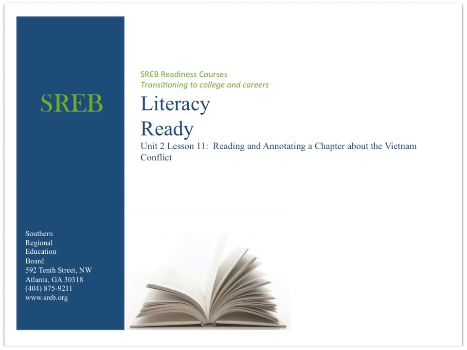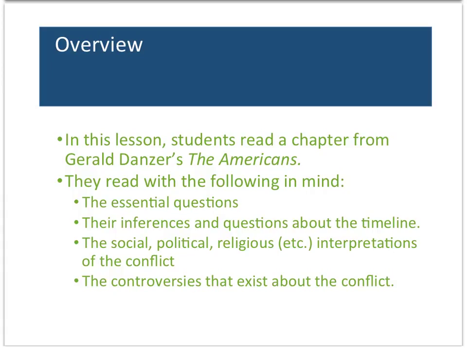This is History Unit 2, Lesson 11, Reading and Annotating a Chapter about the Vietnam Conflict. So what students are going to do in this lesson is read a chapter from Gerald Danzer's The Americans. This chapter is on the Vietnam Conflict, and they have several purposes for reading. There are those essential questions that they're going to be reading the text for, to see if they can find some information that would be useful to help them answer those questions.